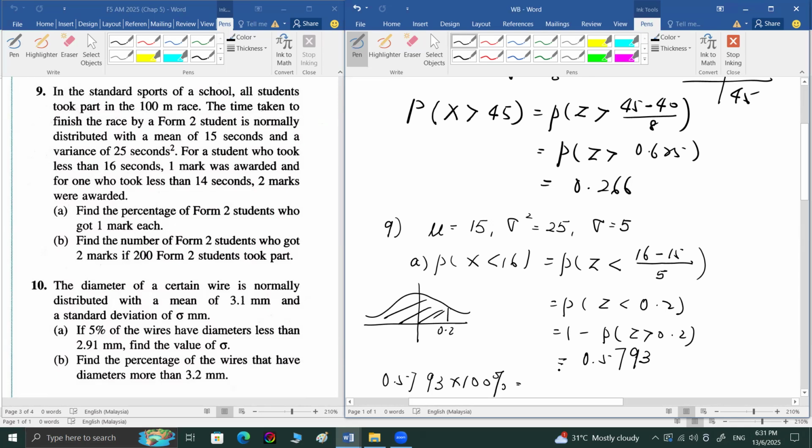So you get 57.93. You don't put equal, then 57.93%. You cannot do it like this. Many students did it like this, which is wrong. Why? P stands for probability. For probability, we don't put percentage; we can just have a fraction or decimal. So remember, when the question asks you to get the percentage, you recopy to change it to percentage. Can you follow so far, class?